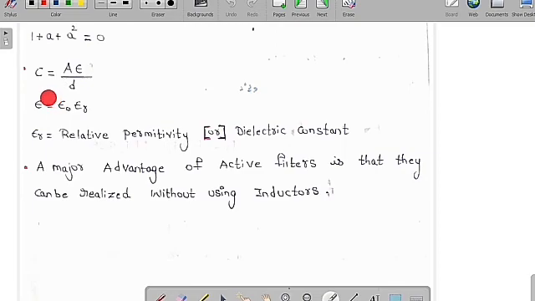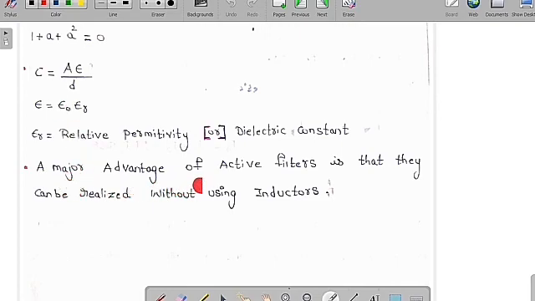Capacitance is always equal to area times permittivity divided by D. So C is equal to epsilon A by D, where epsilon is epsilon naught into epsilon R, and epsilon R is called the relative permittivity or dielectric constant. C is the capacitance, A is the area of the plate, epsilon is the permittivity of the medium, and D is the distance between the plates. Permittivity is the amount of opposition to a given electric field.